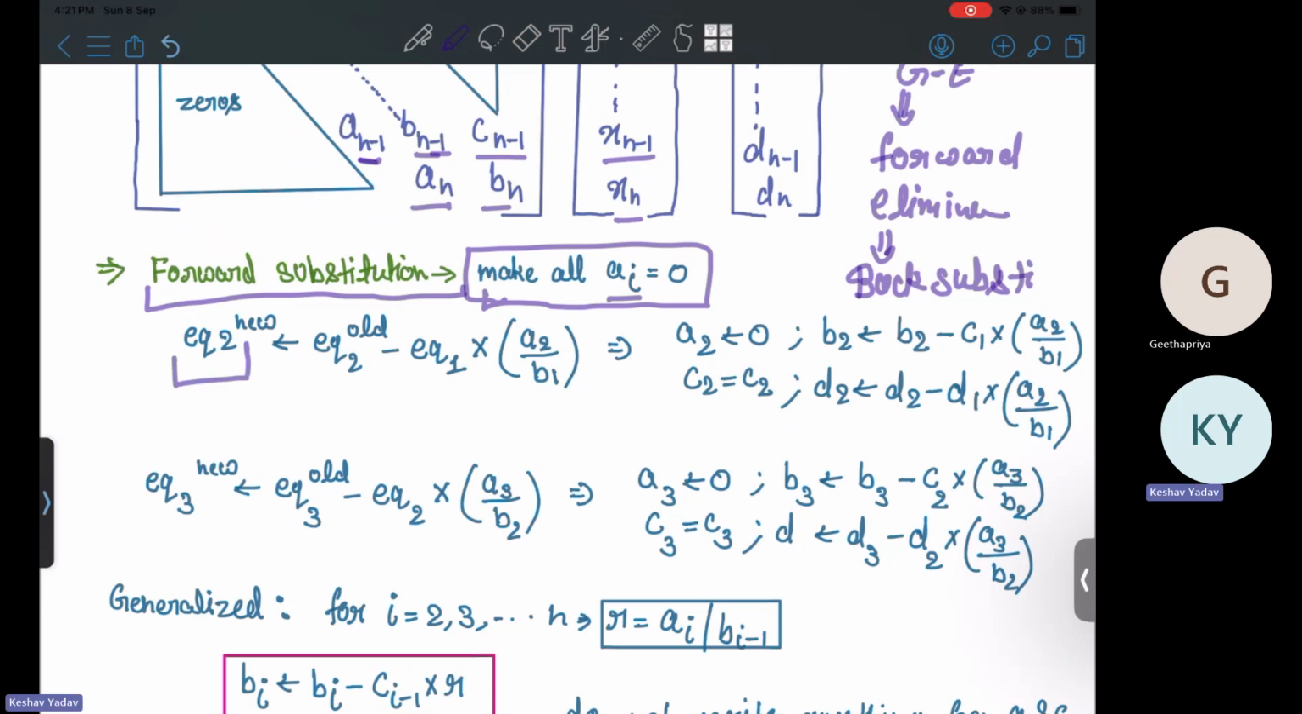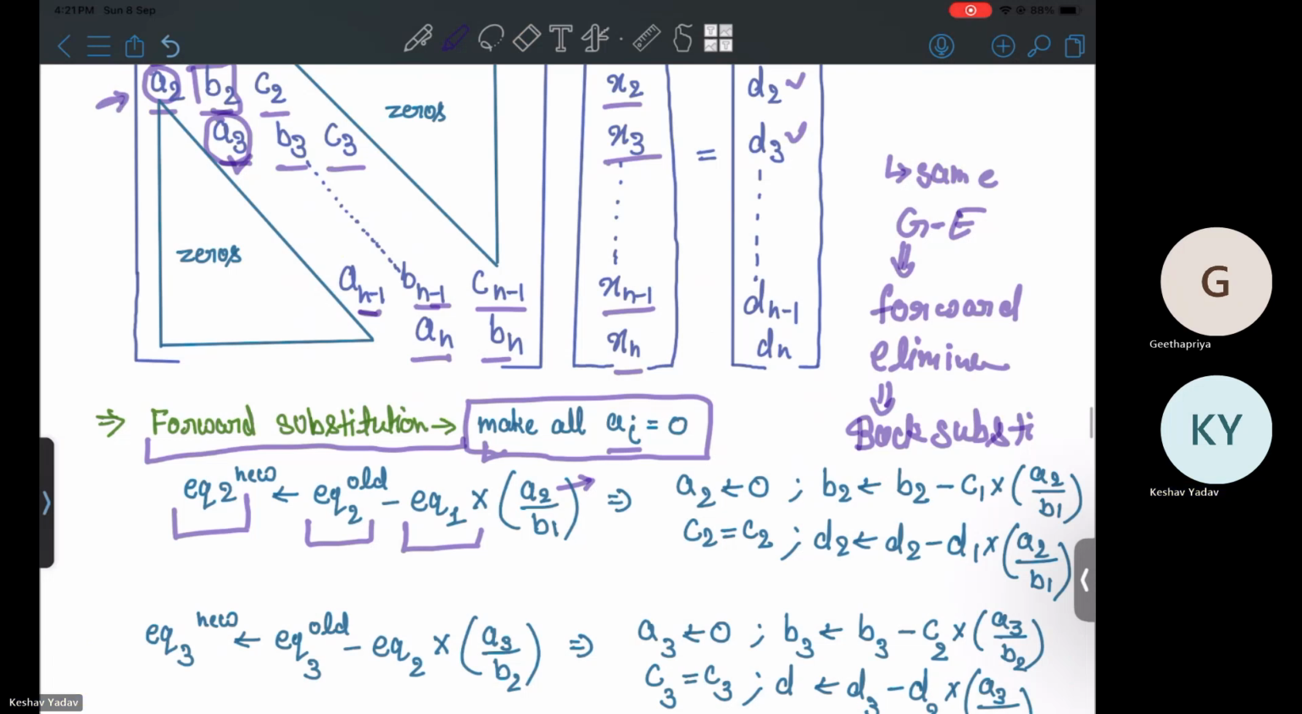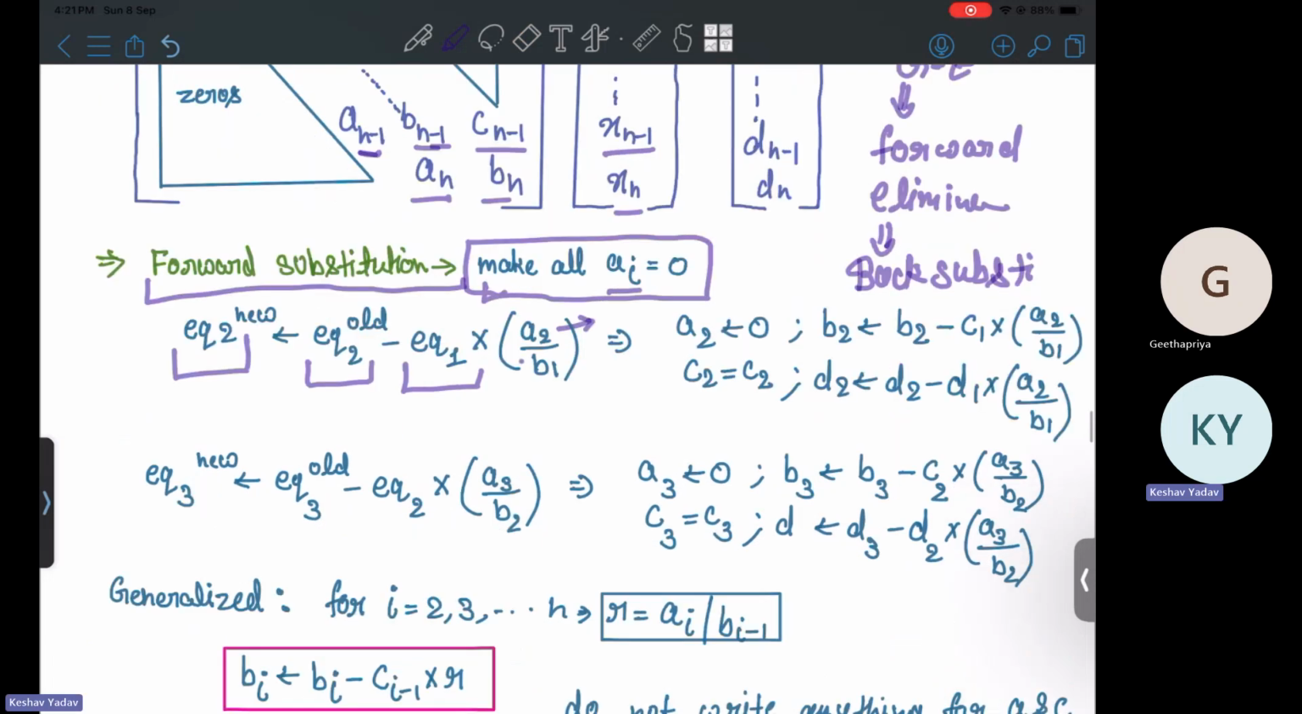So we write equation 2 new will be equal to equation 2 old minus equation 1 multiplied by the element that is below equation 1 divided by the pivot element. If we do that, our A2 will become 0 and our C2 will not change. And B2 will be equal to what? New B2 will be equal to B2 minus C1 multiplied by A2 divided by B1.